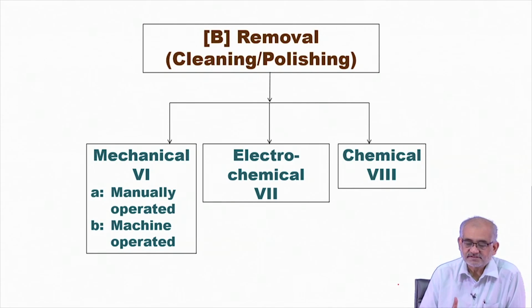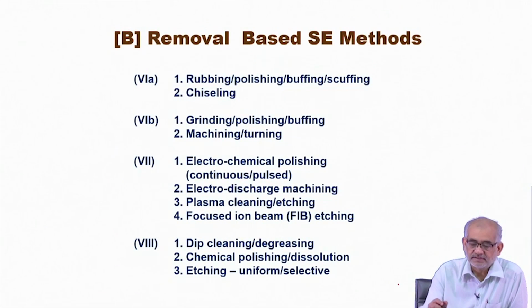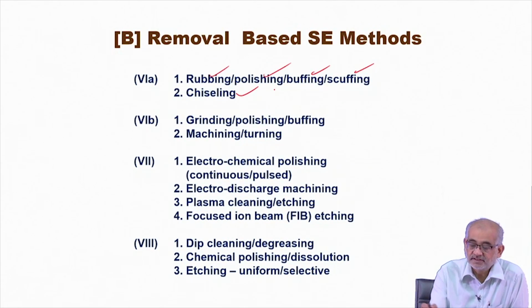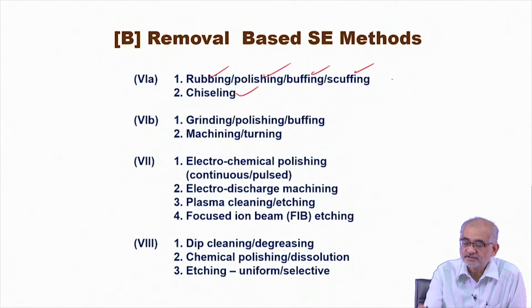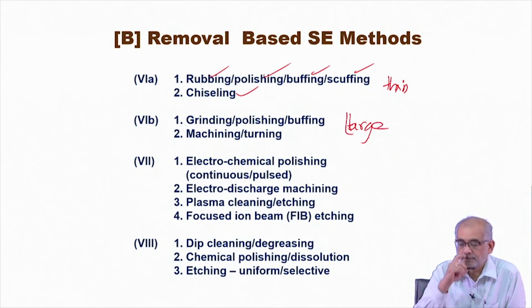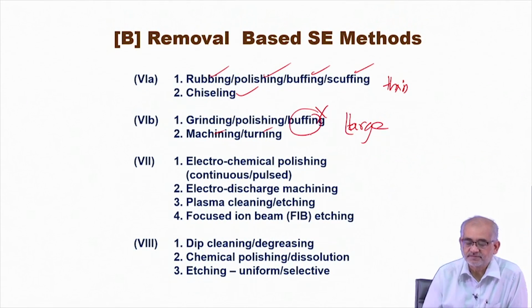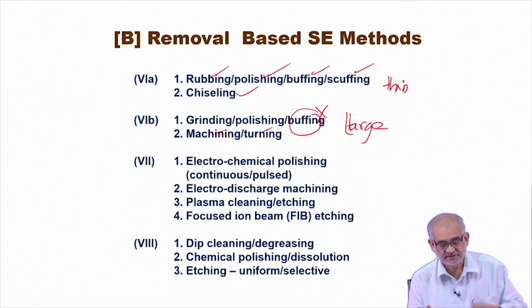We need to clean the surface or remove material, so we can do anything like rubbing, polishing, buffing, scuffing, chiseling. Here the amount of material removal is thin or small, and here the material removal is large. So we can think of grinding, polishing, or machining, turning, and so on. Buffing is not quite correct here because generally the material removal is very small.